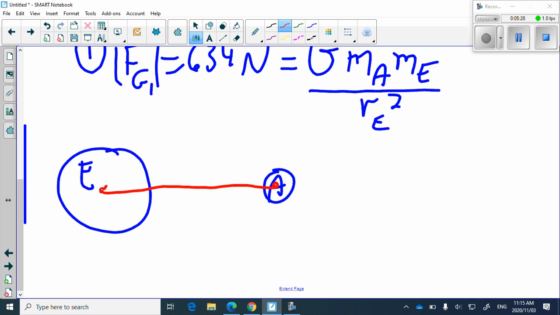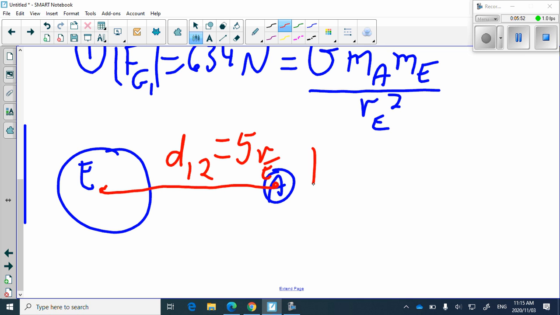This distance between the two objects, the distance from 1 to 2, is no longer the radius of the Earth. It is 5 times the radius of the Earth. What's the force of gravity now using the universal equation? Well, I don't know. Let's find out.